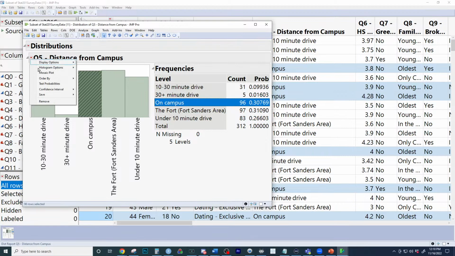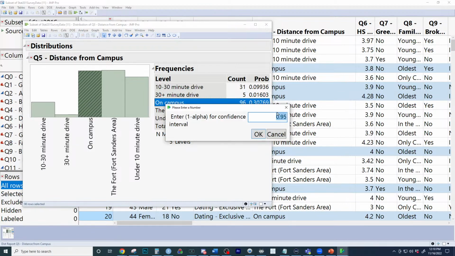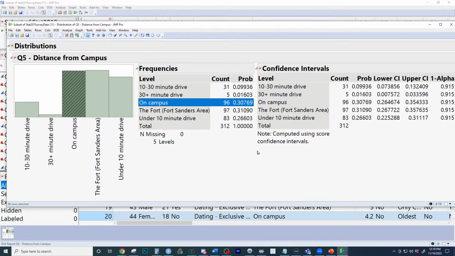intervals, clicking the red arrow, confidence, and it asks us to do something other than a 90, 95, 99%. We want to go in here and put in something like 91.5, and that'll make a 91.5% confidence interval for the students who live on campus. So what are we trying to figure out right here? The true proportion of students who live on campus.